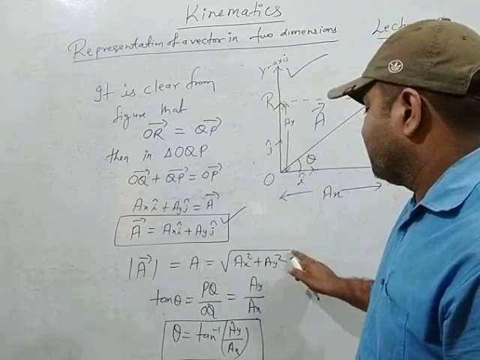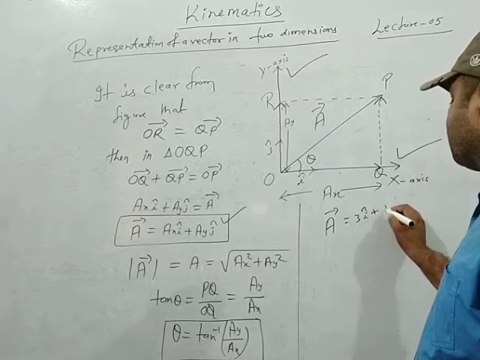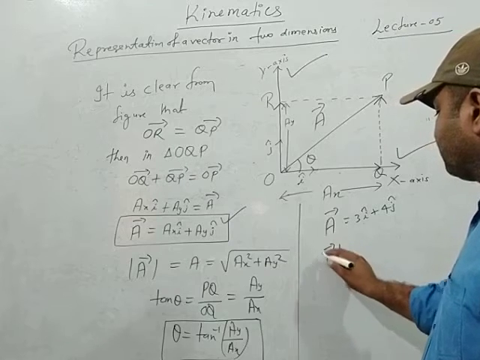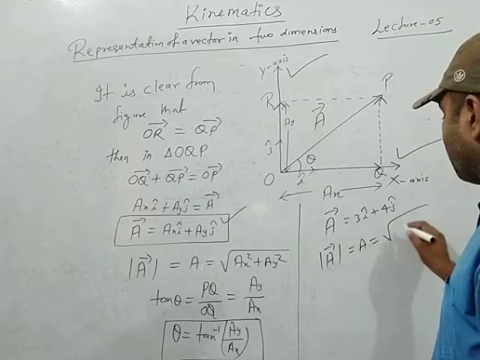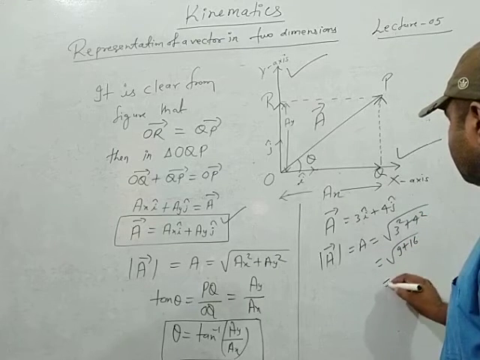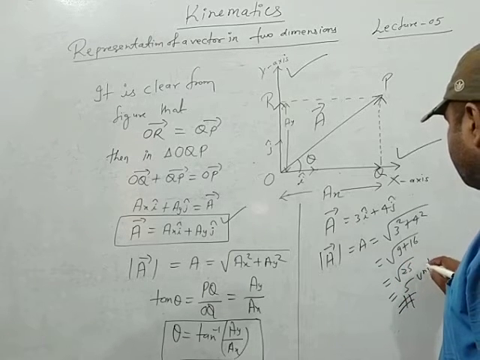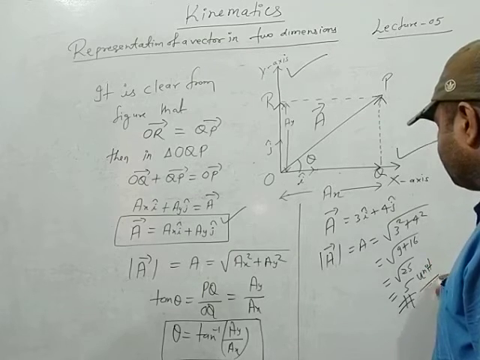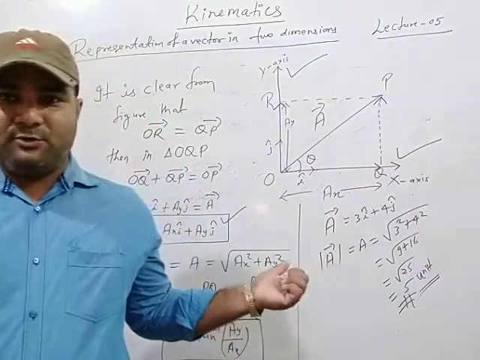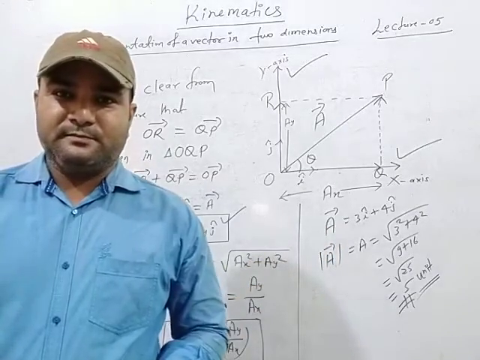For example, suppose a vector is given as 3i plus 4j. Then the magnitude of this vector is equal to the square root of 3 square plus 4 square, that is 9 plus 16, that is 25, which is equal to 5. Clear? 5 units is the magnitude of this vector. So in this way you can find either the magnitude or the slope, or the direction of the vector with the x-axis or with the y-axis. In any condition we can find it out. So just note this down.